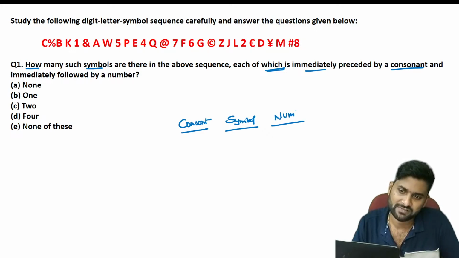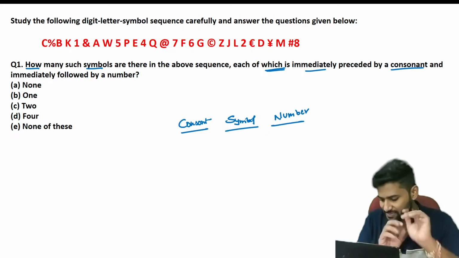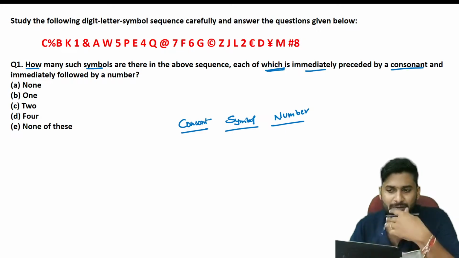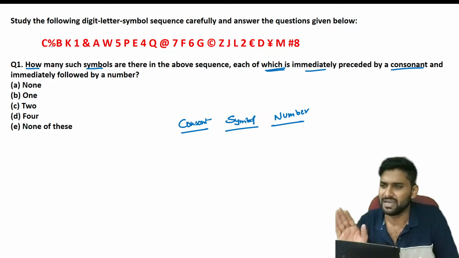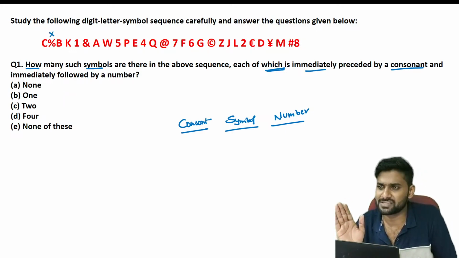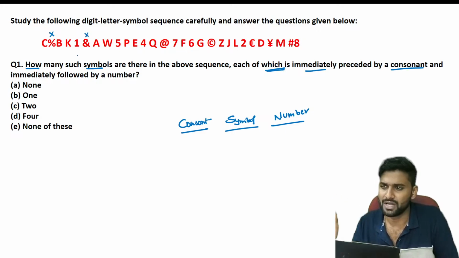So we need this sequence. Guys, try to understand this meaning. Here the symbol is preceded by a consonant and followed by a number. Check it out: consonant, symbol and number. Focus on the symbol. Percentage is not at all possible. Here the end symbol is not possible. Why? Because we need a consonant before and a number after. Now check the next one.